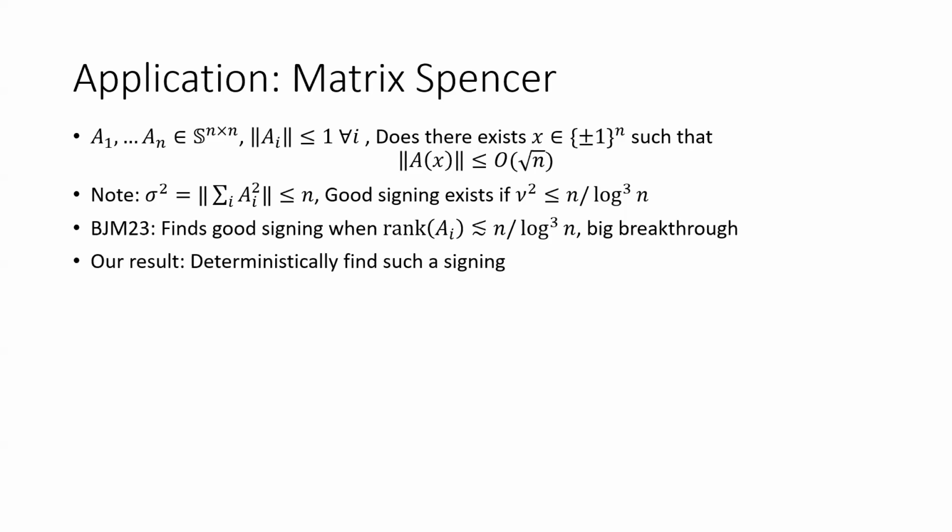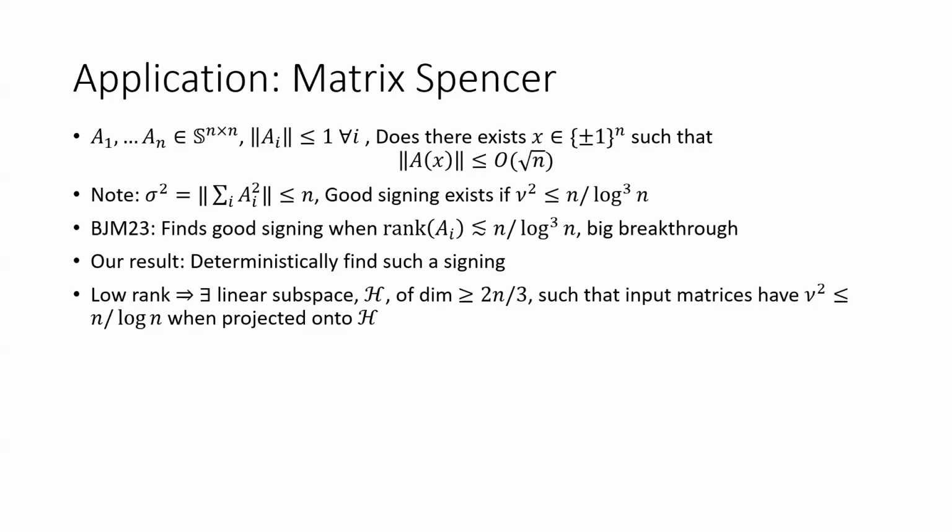And essentially all they did was a simple application of this BBVH concentration inequality. And as an application, we basically give a deterministic algorithm to find such a signing. The general idea is that we apply this partial coloring result where we find a good subspace to project the input matrices in, so that when we project them, the low rank condition actually translates to this new square thing being small.